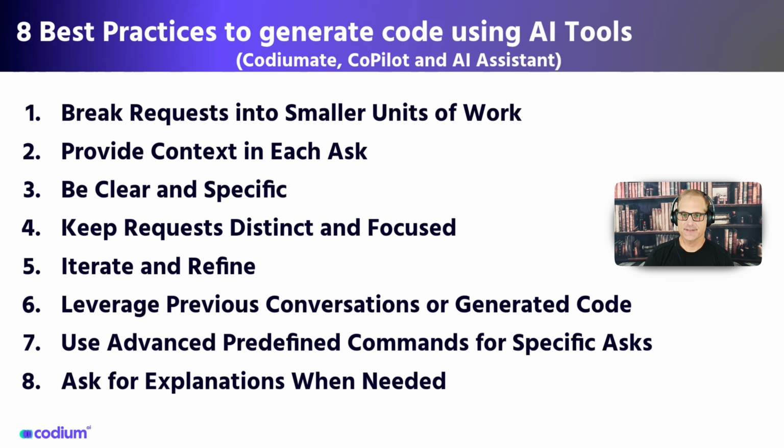Number 5 and 6, iterate and refine and leverage previous conversations and generated code. These two work together where AI-generated code might need refinement. Iterating helps improve accuracy by building on previous interactions if you maintain a coherent flow.